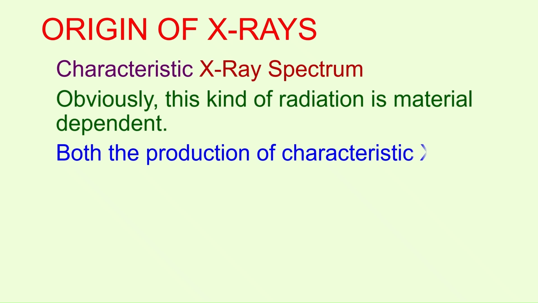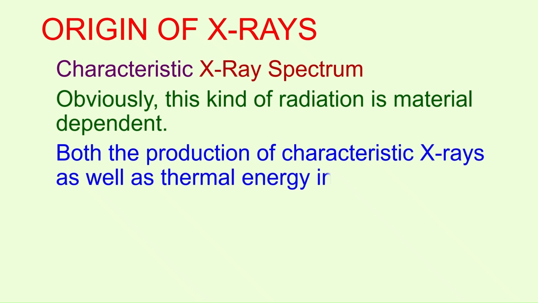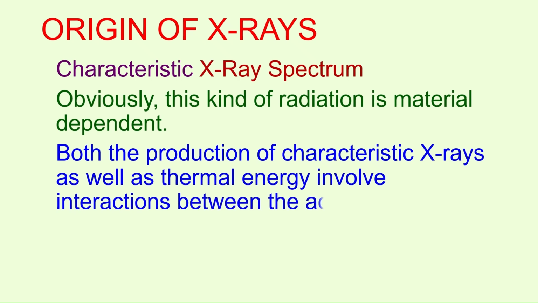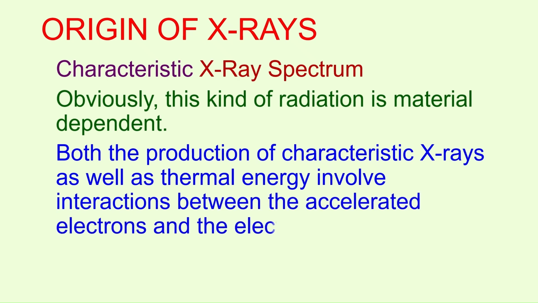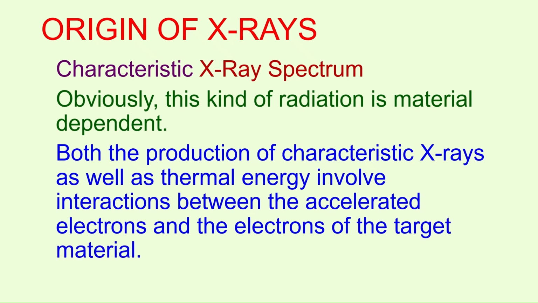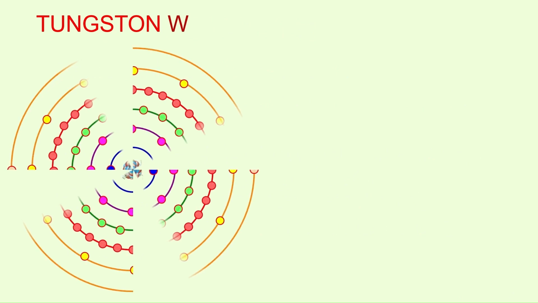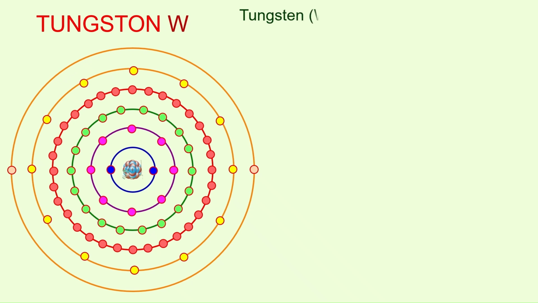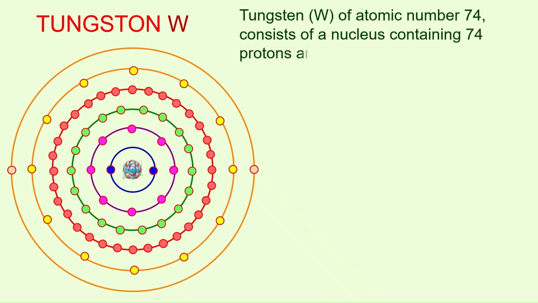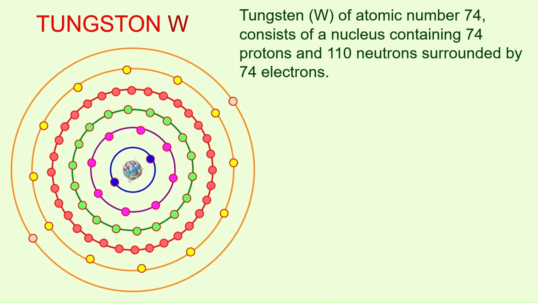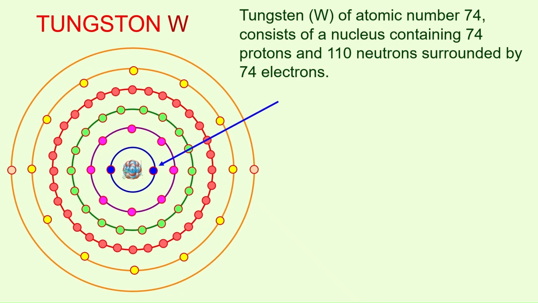Both the production of characteristic X-rays as well as thermal energy involve interactions between the accelerated electrons and the electrons of the target material. We take tungsten as an example of target material. Chemical symbol W. Tungsten, of atomic number 74, consists of a nucleus containing 74 protons and 110 neutrons surrounded by 74 electrons.